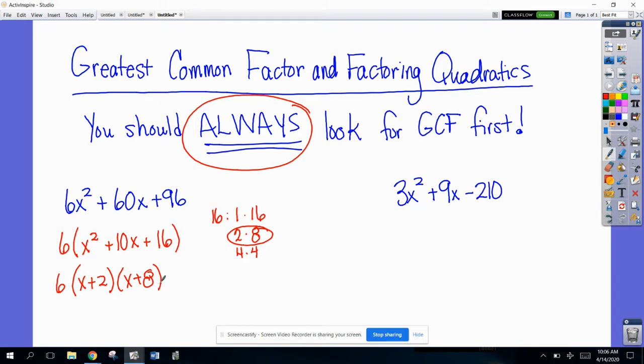And then if you do your checking, don't check back to the first one, check to the middle guy. 2 plus 8 is 10, 2 times 8 is 16, and so that is your answer.